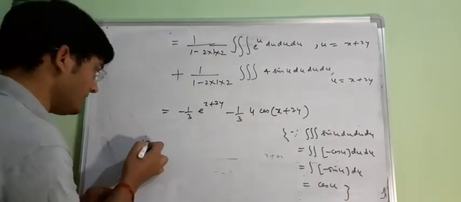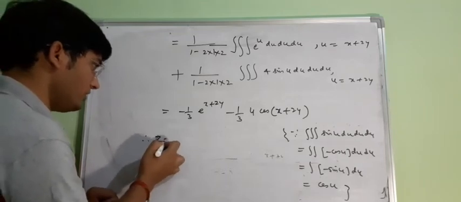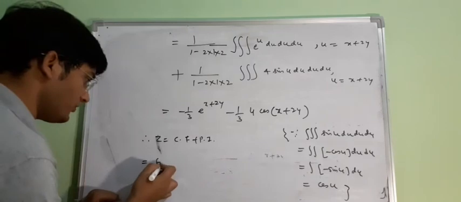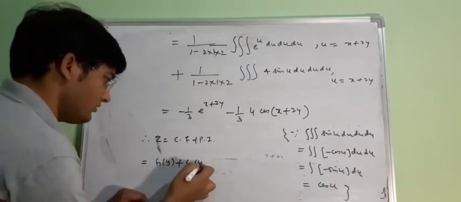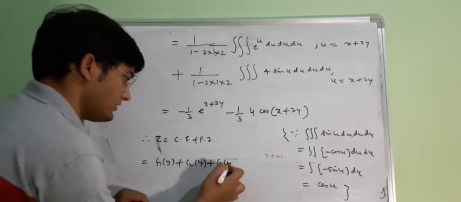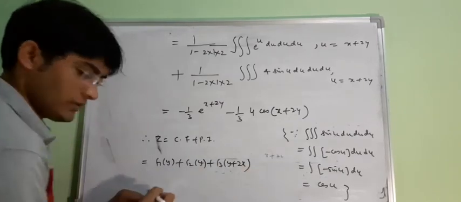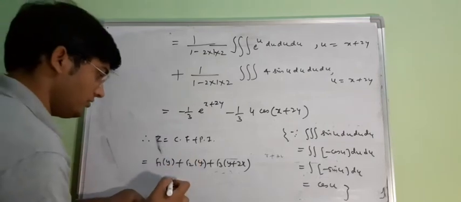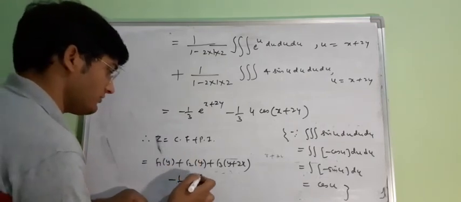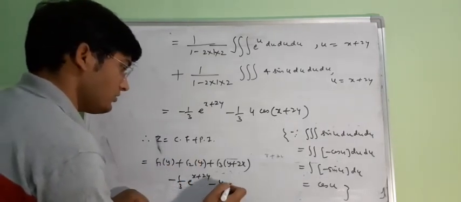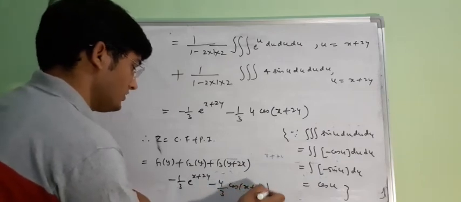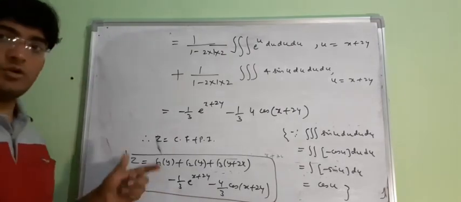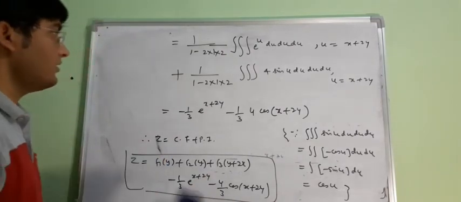Therefore, our final answer will be z equal to CF plus PI. So our CF was f1(y) plus f2(y) plus f3(y plus 2x), because we have 3 roots 0, 0, 2, and your PI is minus 1 by 3 e to power (x plus 2y) minus 4 by 3 cos (x plus 2y). So this is your complete answer, which is a combination of the complementary function and the particular integral.